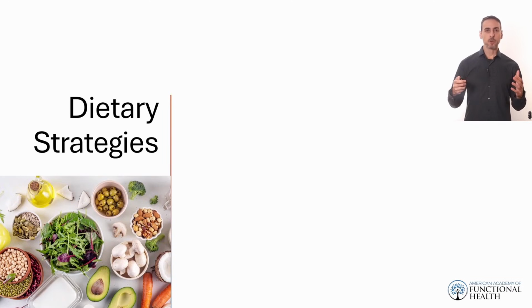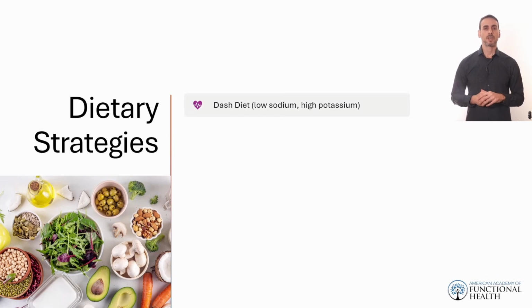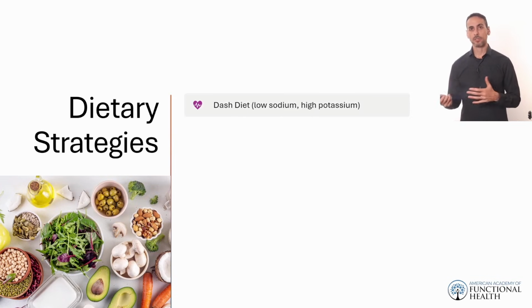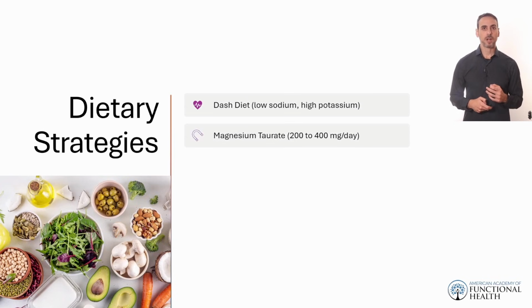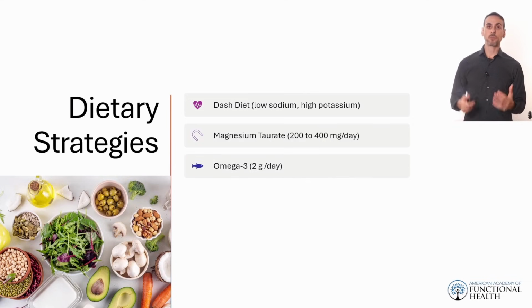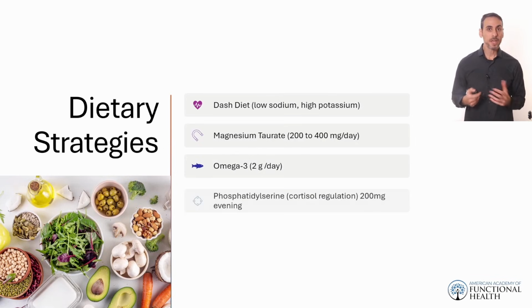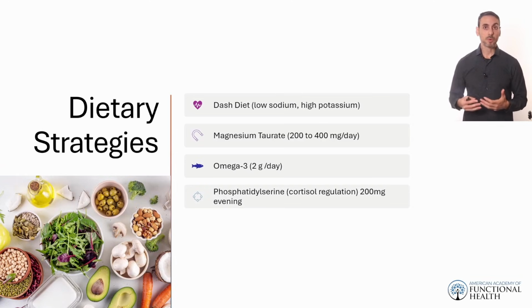And of course, when your patient is ready for a few dietary strategies, the DASH diet, as I mentioned, which is low in sodium, high in potassium and phytonutrients, is wonderful. Magnesium taurate, 200 to 400 milligrams. This is a specific type of magnesium that is more aimed towards supporting cardiovascular conditions. We have omega-3, 2 grams per day, or 1 to 3 grams per day, to support the anti-inflammatory environment. We have phosphatidylserine, which is great to support the regulation of cortisol levels, 200 milligrams in the evening.